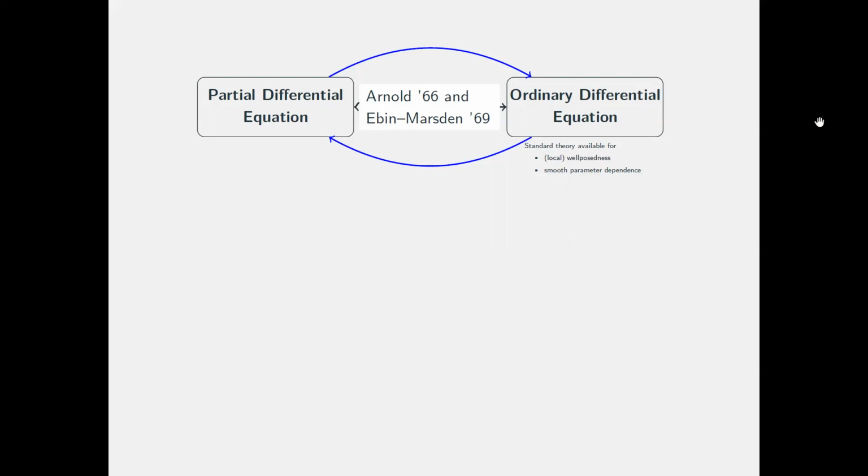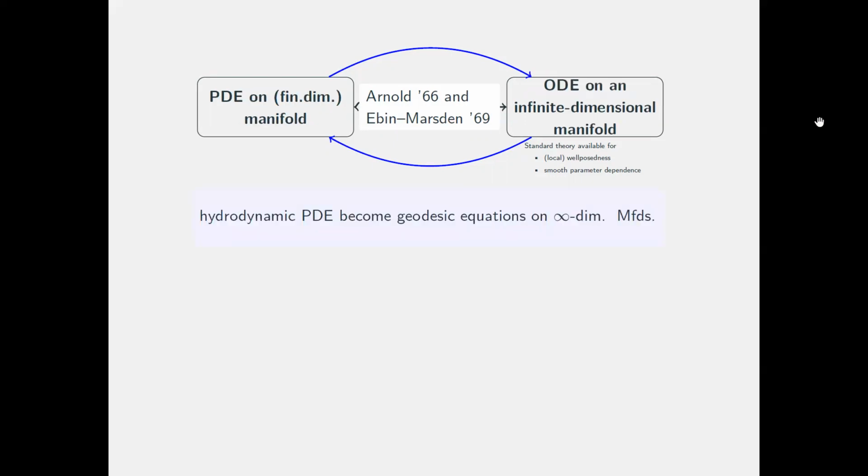However, you pay a price. Obviously, you can't just associate any ODE to your PDE and learn something about the solution of the PDE. So what is happening in this method is you start with a PDE on a finite dimensional domain or finite dimensional manifold, and the associated ODE then typically lives on an infinite dimensional manifold. So you basically go from finite to infinite dimensions, and these hydrodynamic PDE then become geodesic equations on an infinite dimensional manifold. So a geodesic equation is basically connected to some differential geometric objects on the infinite dimensional manifold.